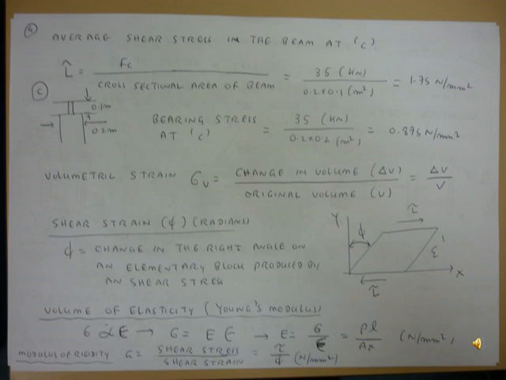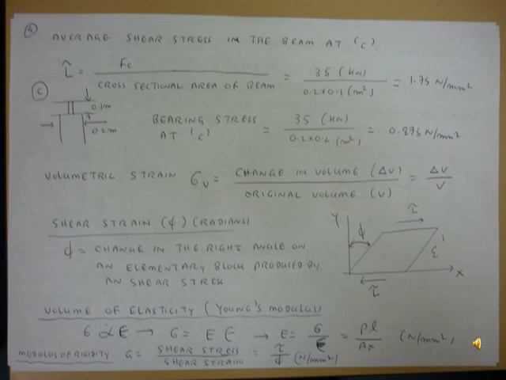And in the meantime, we also calculate shear strain. The shear strain is when the force is acting on the object, so the object will be deformed by the angle phi. So angle phi is equal to the change in the right angle on an elementary block produced by a shear stress. As you can see, when the force is acting on the object, the angle phi will be deformed, so that will be the shear strain angle, phi in radians.